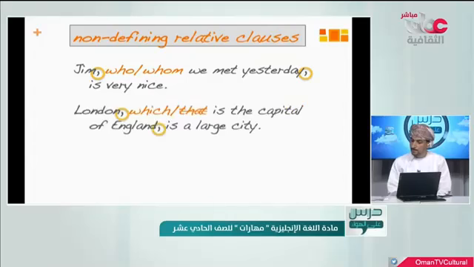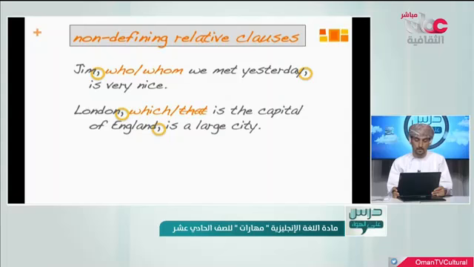London, which is the capital of England, is a large city. It's important to know, of course, that London is the capital of England, but here, which is the capital of England, is still extra information. It's not needed for the identity of London because it's got its identity already in the name.